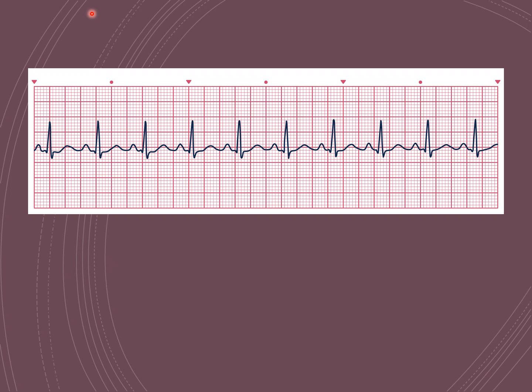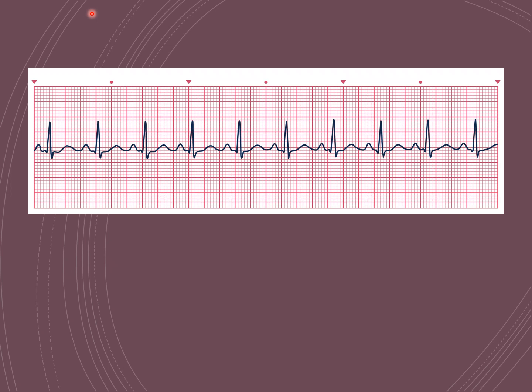The R to R intervals are consistent across the strip, which indicates a regular rhythm. So we've defined that the heart rate here is 100 beats per minute, which falls within the normal sinus range. Now, let's go ahead and start introducing the large box method just to verify this.